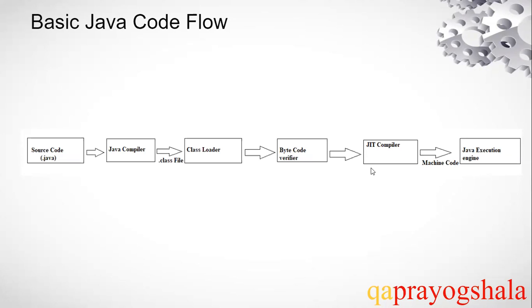Then we have this JIT compiler, that is just an in-time compiler or interpreter that will convert this bytecode into the machine code. And finally, we have the Java execution engine. So if you see, from this component, that is the class loader, up to the Java execution engine, that is nothing but the JRE.